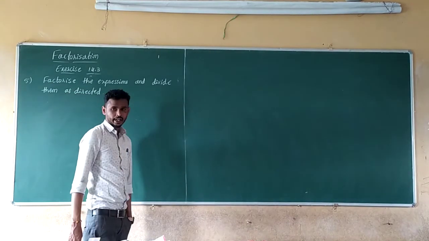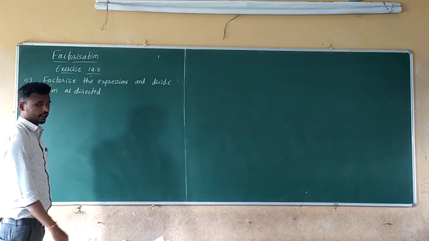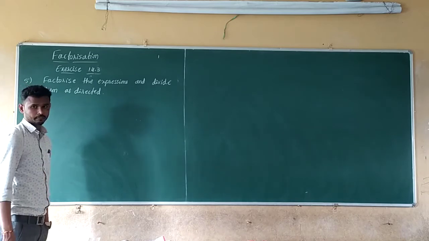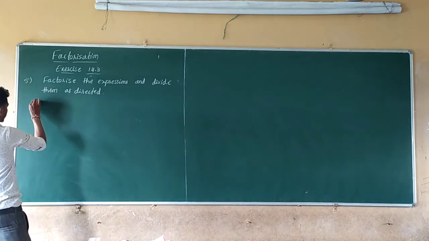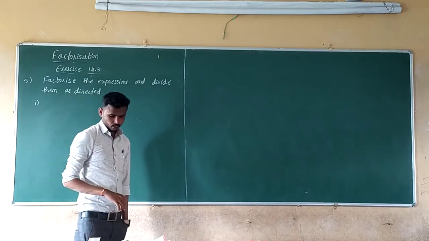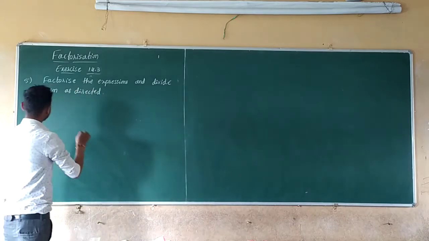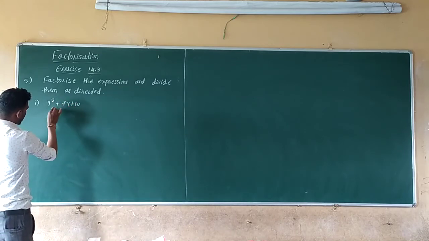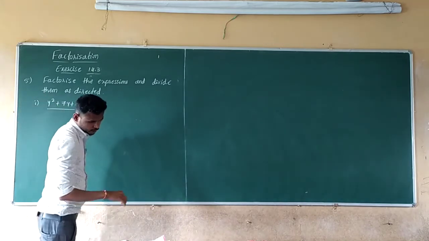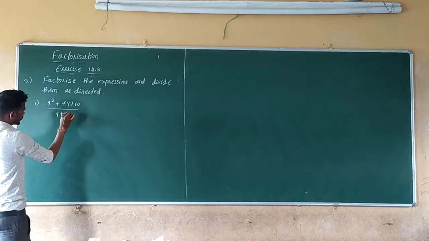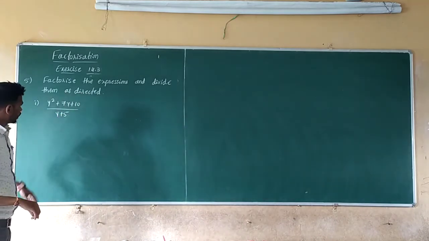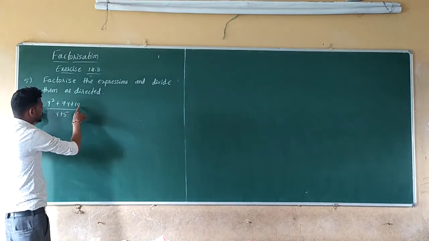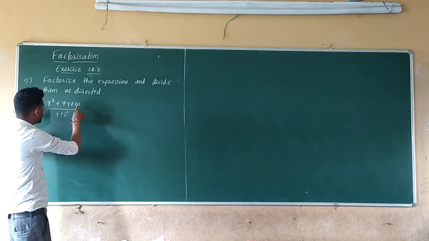Okay, dear students, let us see the next question. Fifth main. Factorize the expressions and divide them as directed. In that first one, y square plus 7y plus 10 divided by y plus 5. In the previous exercise, we have already studied how to factorize this type of expression.